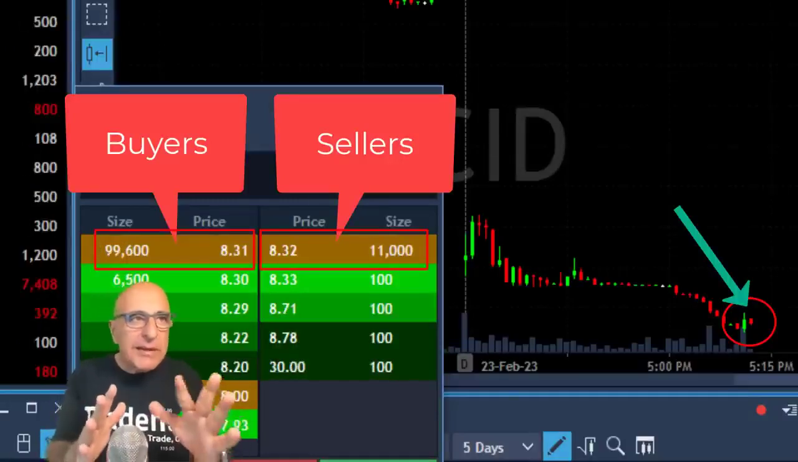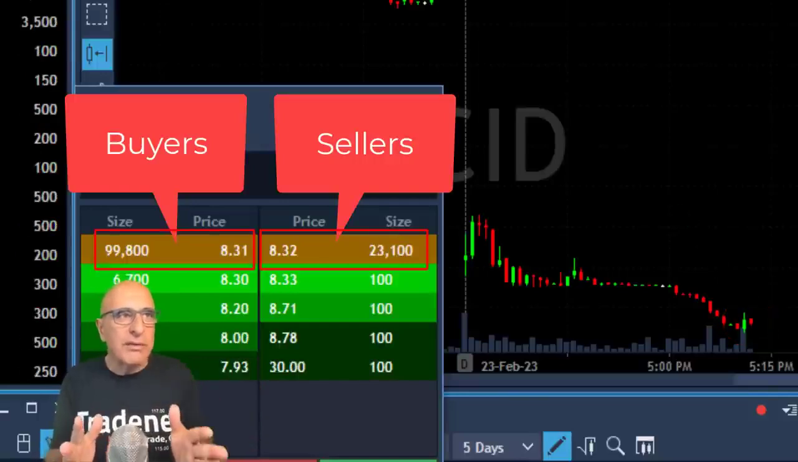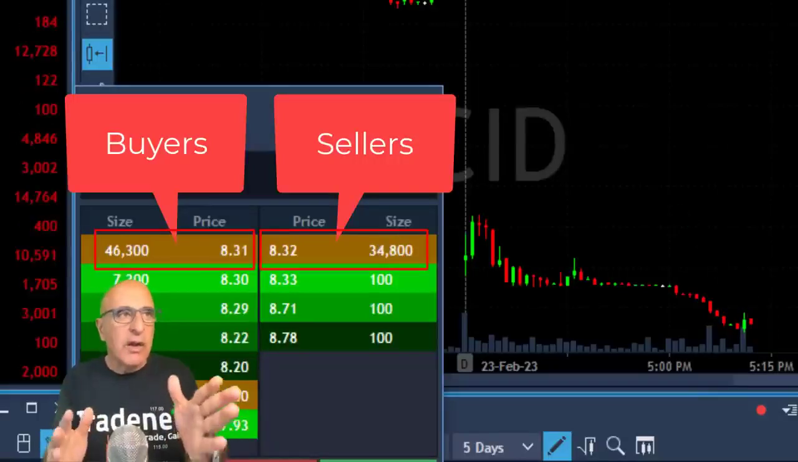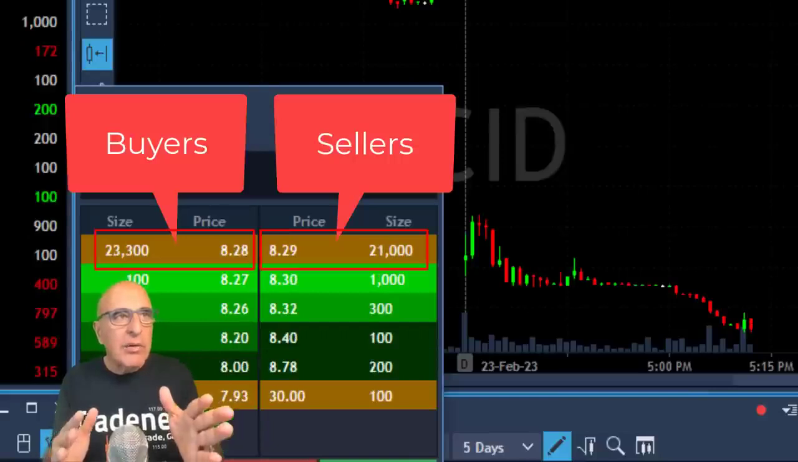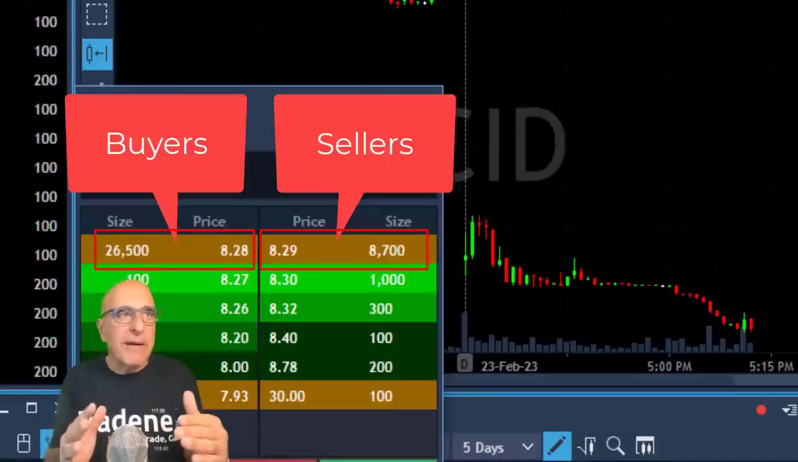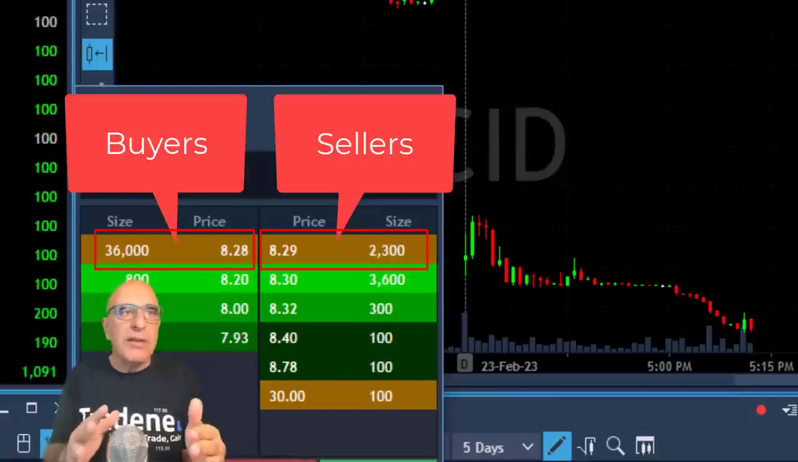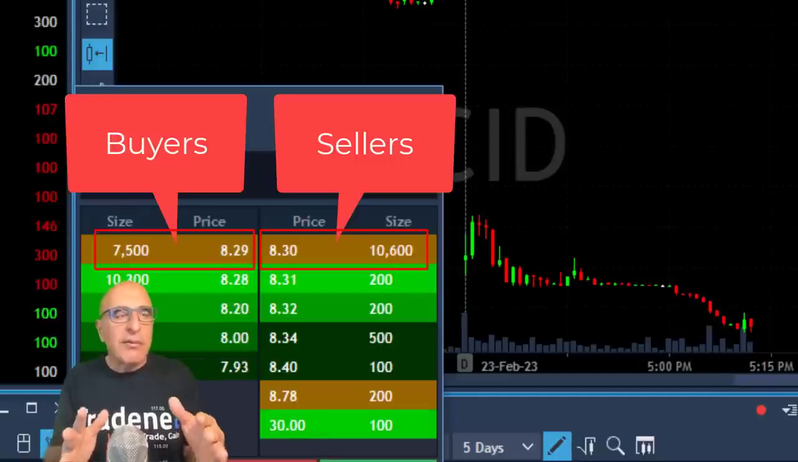So now it's coming down again. But look at the number of buyers, almost 100,000 buying shares. And now it came down, but they're still coming back. You can see that the buyers are still coming back. 30,000 on the buying side, which is again more than the side of the sellers. So I'm expecting it to move up.